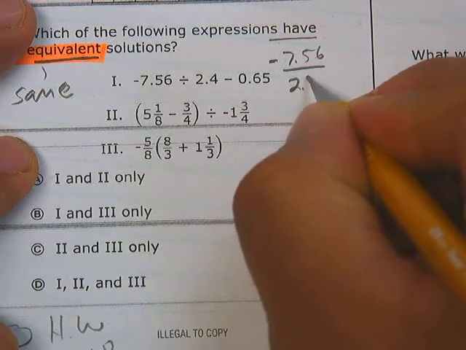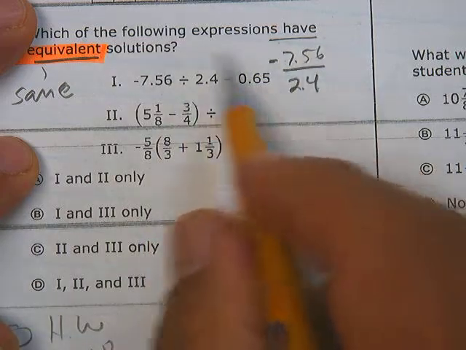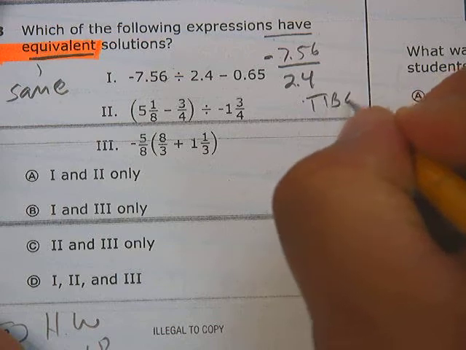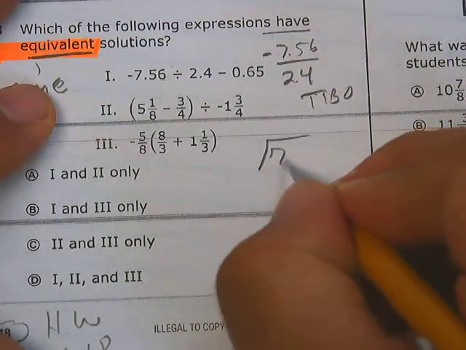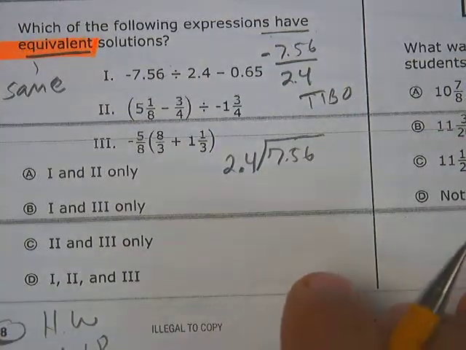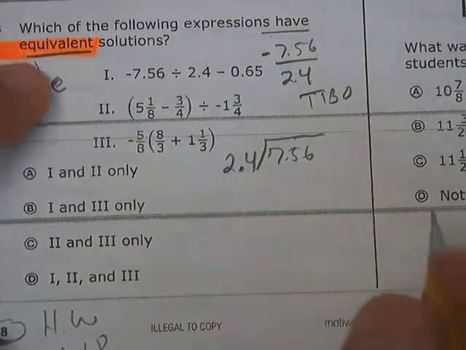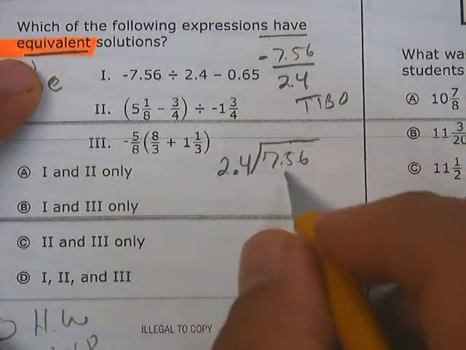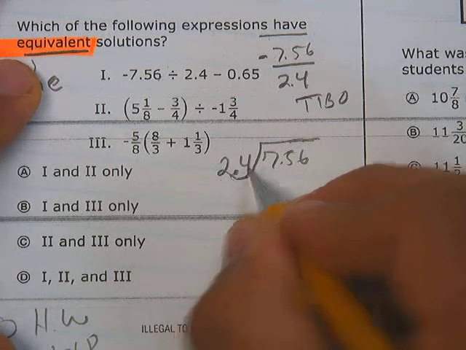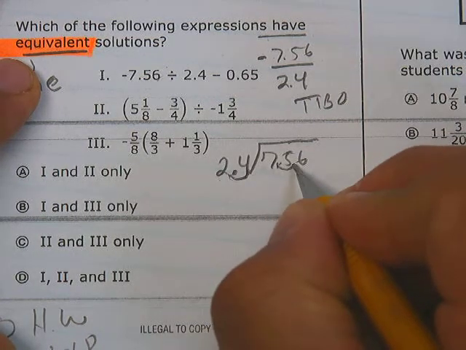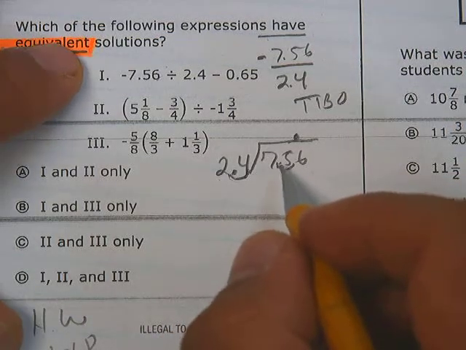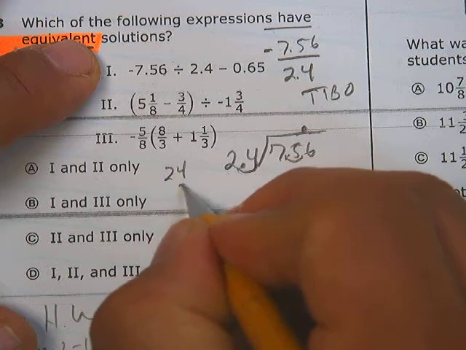So I can rewrite this as negative 7.56 divided by 2.4. Okay, this and this are the same thing. So now I'm going to use the table. So I'm going to go, okay, 7.56 divided by 2.4. Remember, you cannot have decimals in the divisor. So we're going to have to get rid of this decimal by moving it to the front. Once I move this decimal once, I must move the decimal inside once to the right.